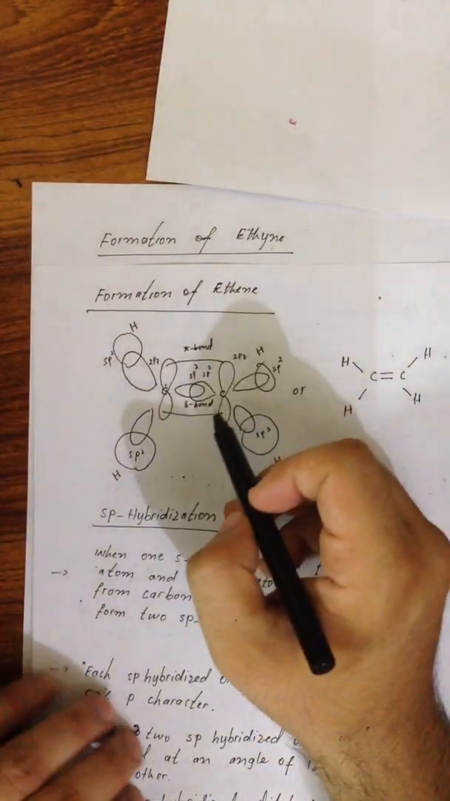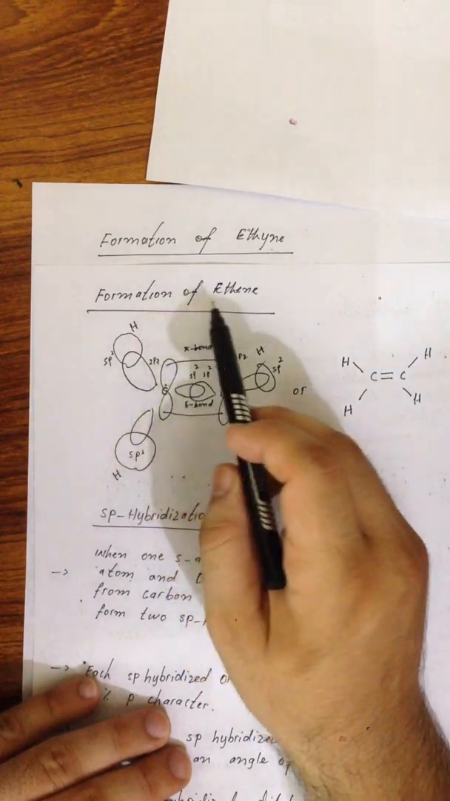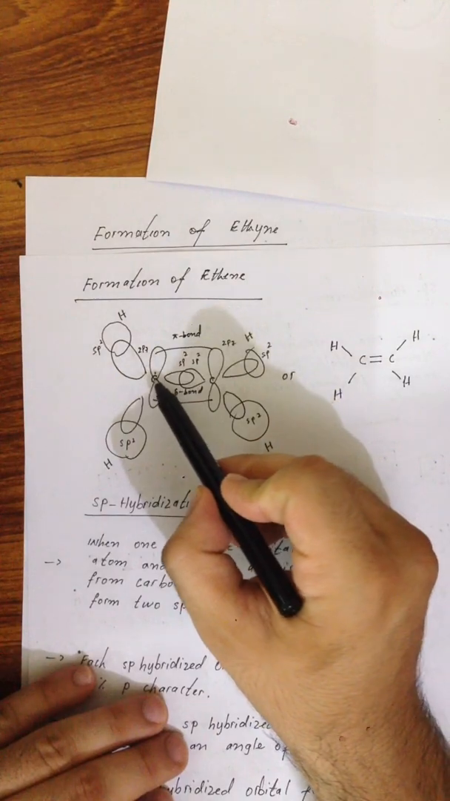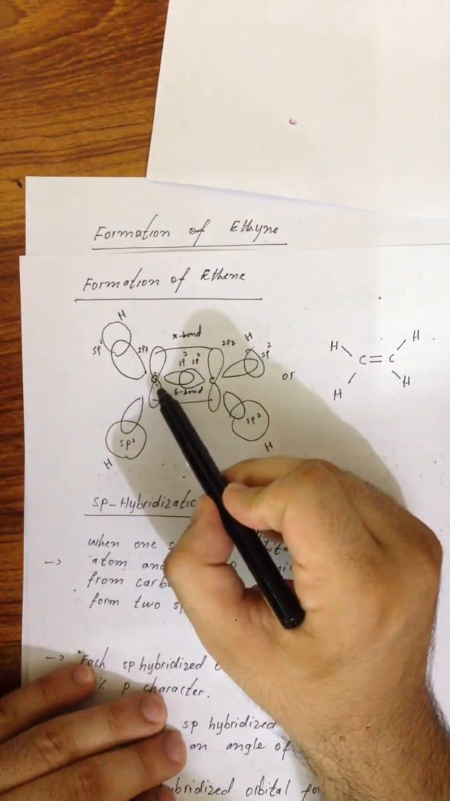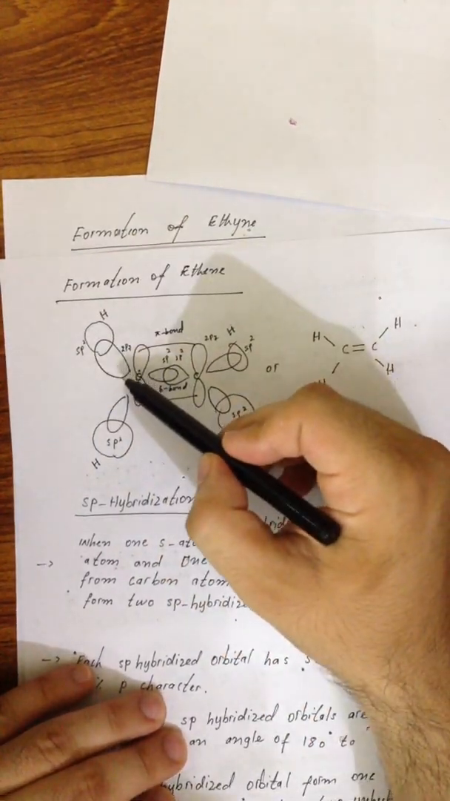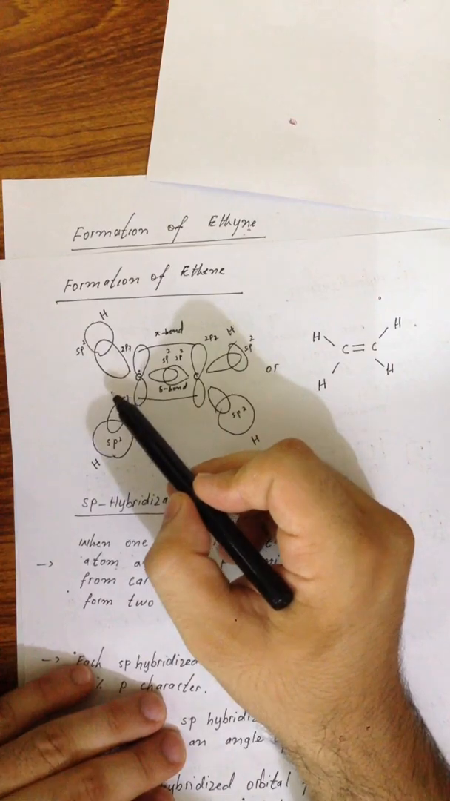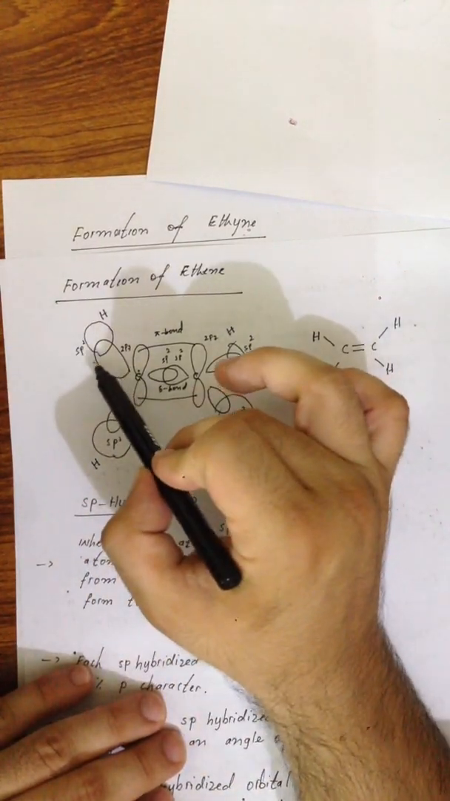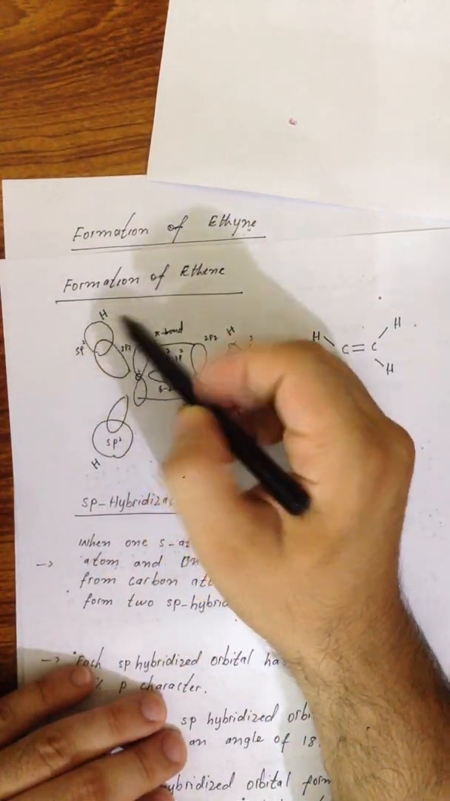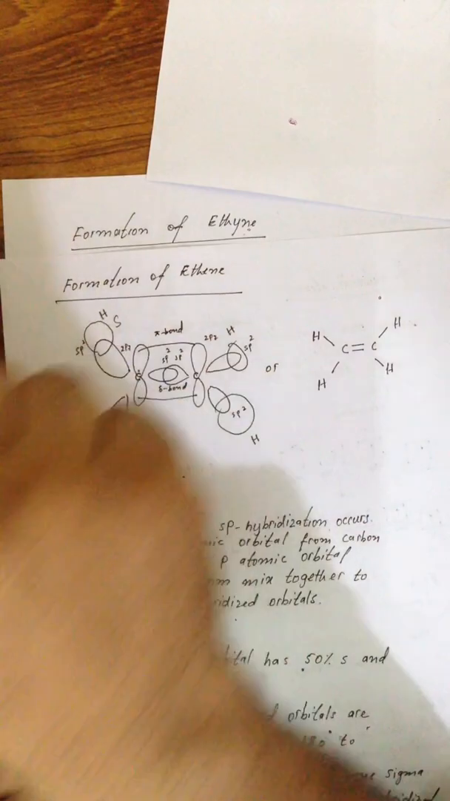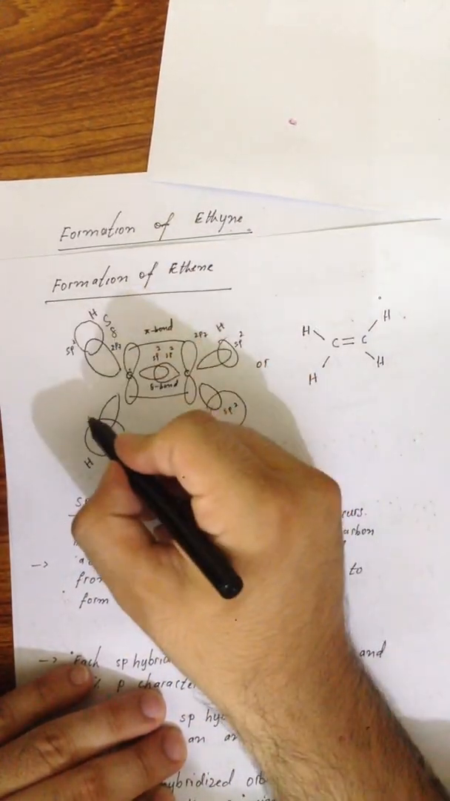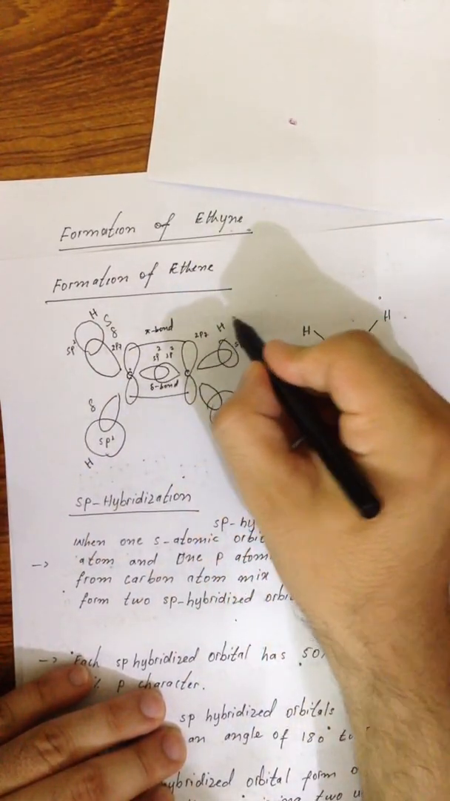This is how the formation of ethene occurs. Each carbon atom is sp2 hybridized. It has got three sp2 hybridized orbitals, arranged at an angle of 120 degrees. Each sp2 hybridized orbital is overlapping with the s orbital of a hydrogen atom in a head-on manner. This results in the formation of a sigma bond.